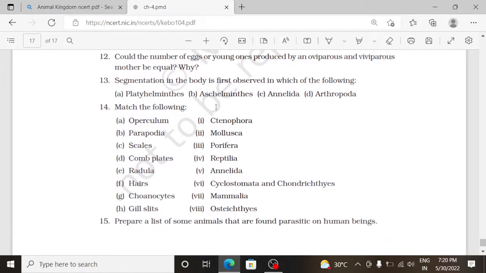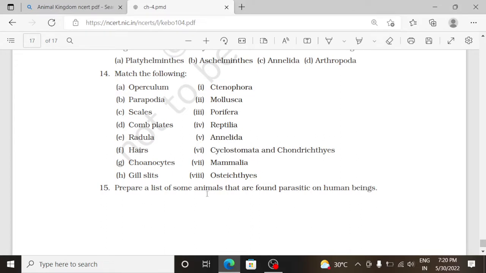Why? 13th is, segmentation in the body is first observed in which of the following: Platyhelminthes, Aschelminthes, Annelida or Arthropoda? Match the following. And 15th is, prepare a list of some animals that are found parasitic on human beings.